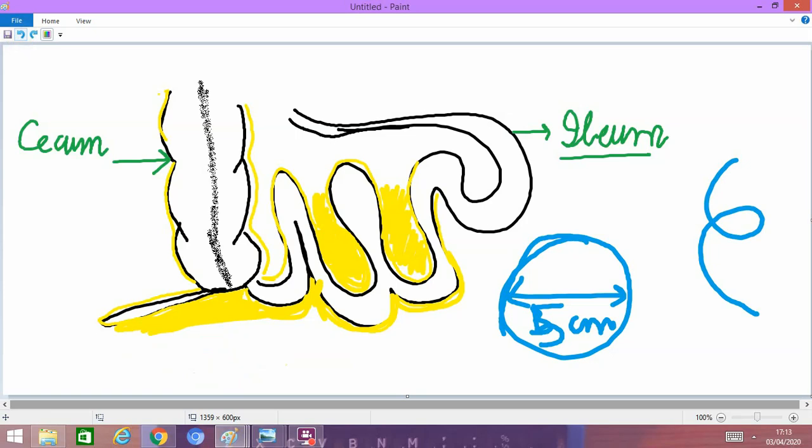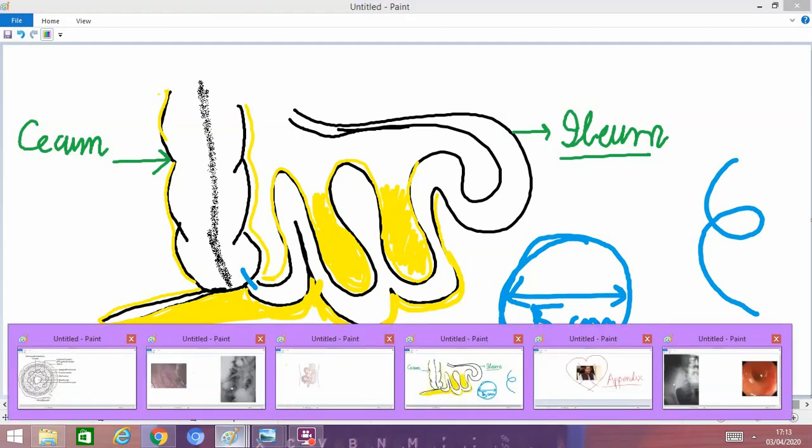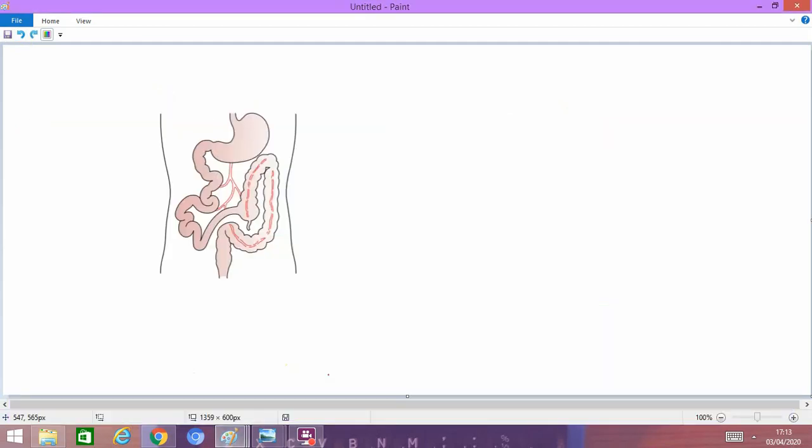Since we were talking about cutting open a person, now let's suppose you're a surgeon and you've cut open a person and you've even located the ileocecal junction. That's over here, but you still cannot locate the appendix. What do you do? You do something else. You locate a line called tinea coli.